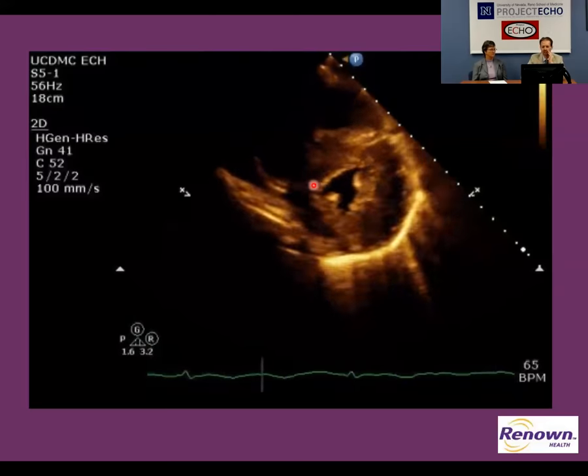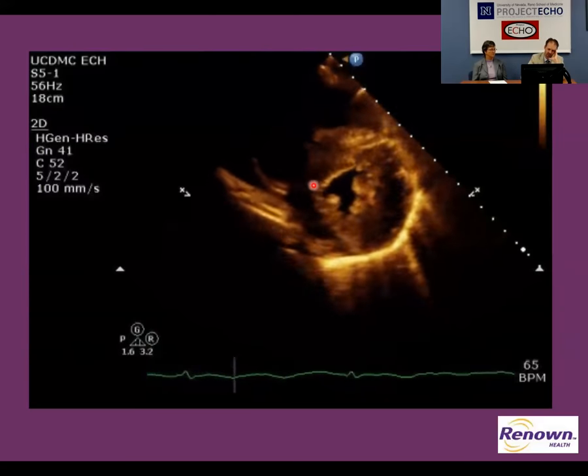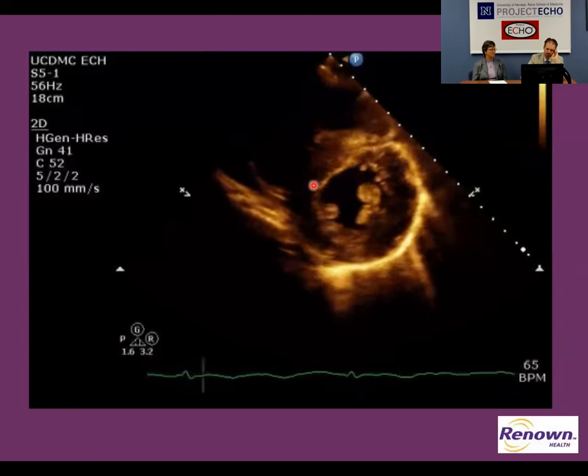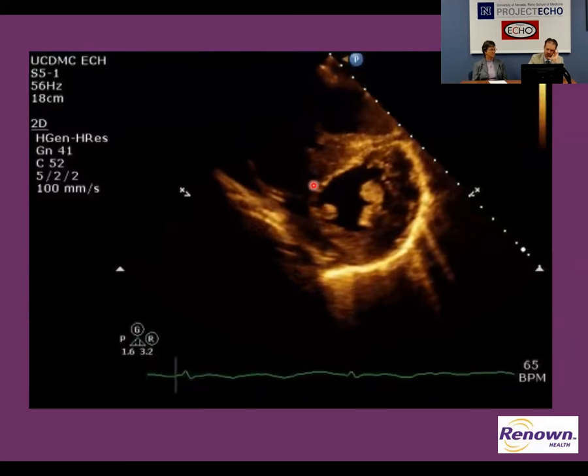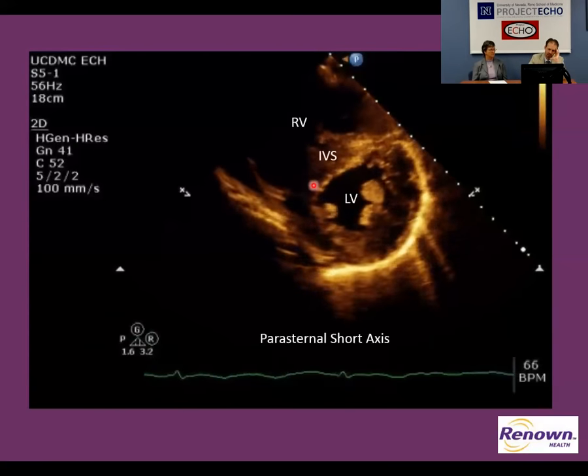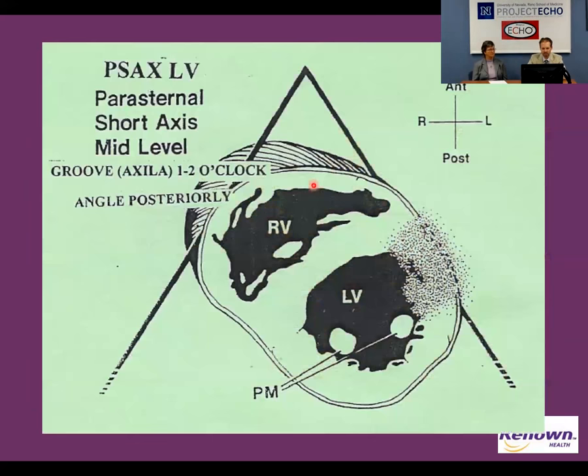So this is kind of going along with the idea of diastolic dysfunction causing pulmonary hypertension. This D-shaped right ventricle would be seen in somebody with pulmonary arterial hypertension, which could be from chronic venous pulmonary hypertension, but more likely primary. So there you go, parasternal short axis view. Left ventricle, interventricular septum, and right ventricle. Different view of the same.